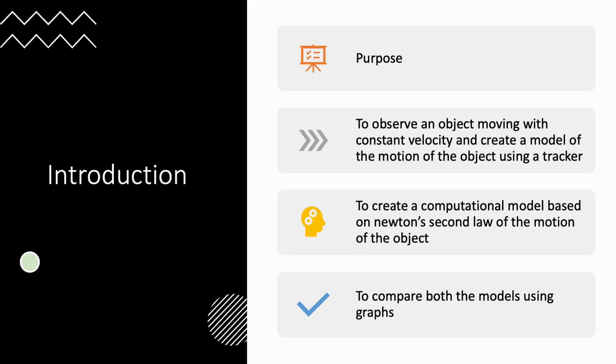So what is the purpose of this lab video? The purpose is to observe an object moving with a constant velocity and to create a model of the motion of the object using a tracker. Next, to create a computational model based on Newton's second law of motion. And finally, to compare both the models using a graph.